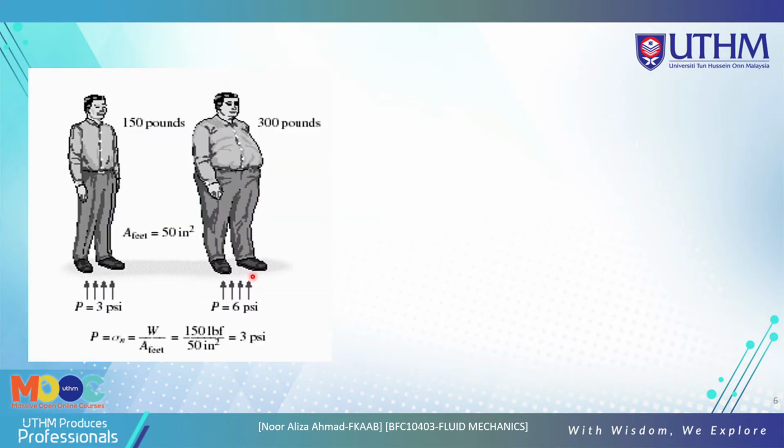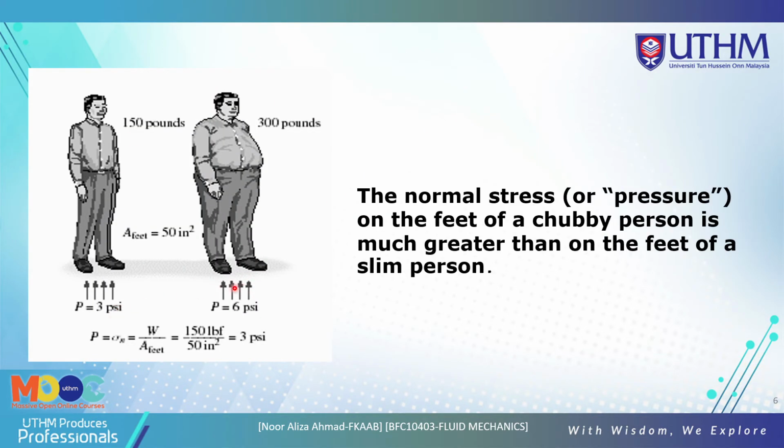Now we look at 2 examples of pressure based on 2 persons with different weights but the same area of feet. The pressure equation is weight divided by area. So the normal stress or pressure on the feet of a chubby person is much greater than on the feet of a slim person.